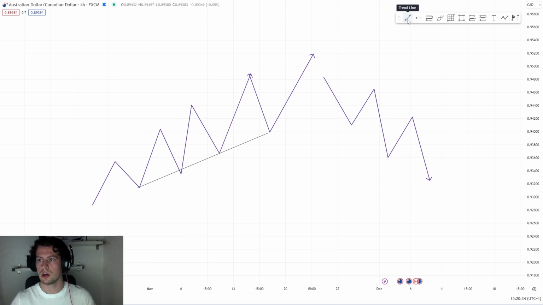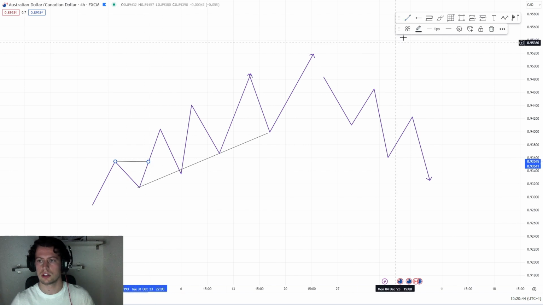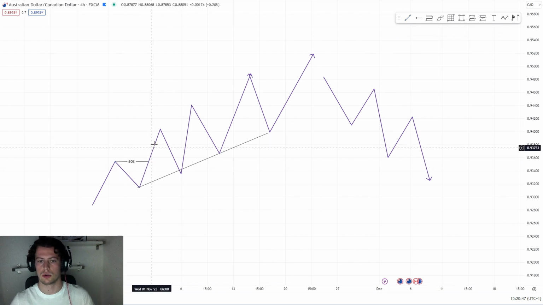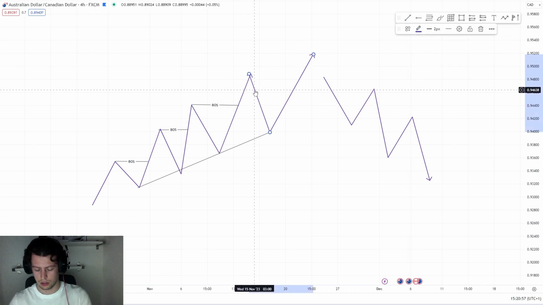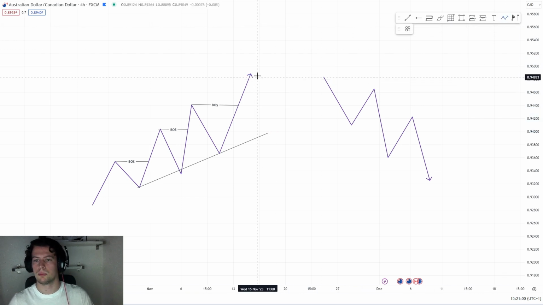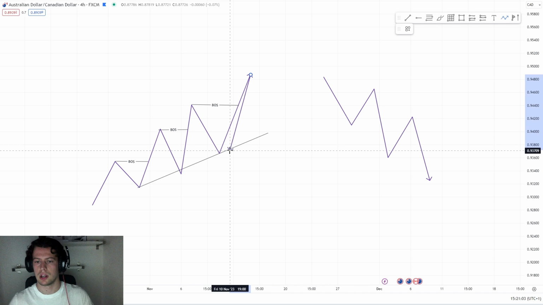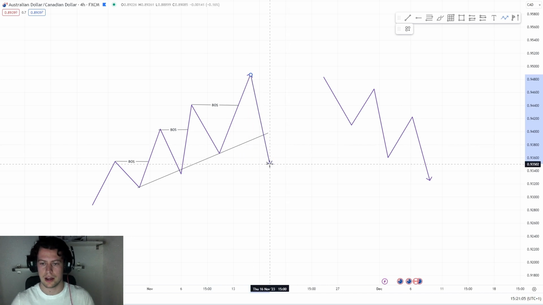So in SMC, we have break of structure and change of character. When price breaks this high, this is a break of structure, so it goes like this, this is a break of structure, this is a break of structure. And when the price goes below this last low, and for me the candle has to close below, it's a change of character.